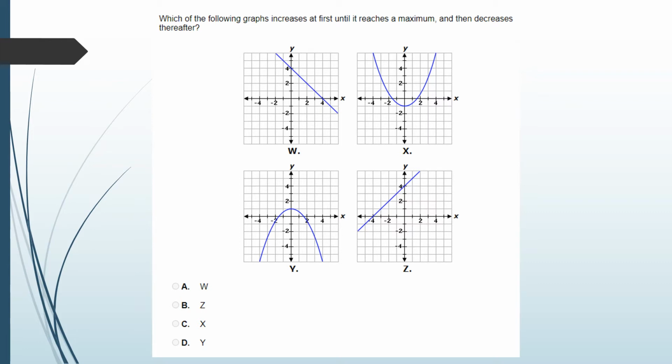Which of the following graphs increases at first until it reaches its maximum, then decreases thereafter? We always look at a graph from left to right. When I look at my first graph up here, W, I want it to increase at first. That'd be going up and then down. So this one can't be it. This one goes down and then up, so it decreases first and then increases. So that one can't be it.